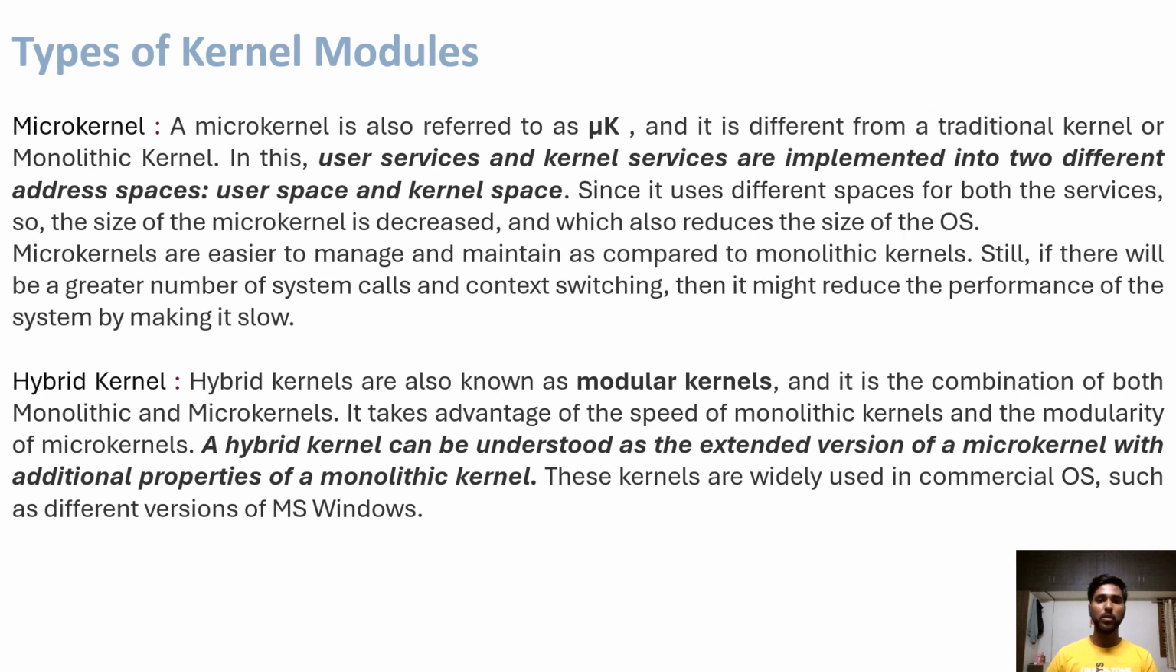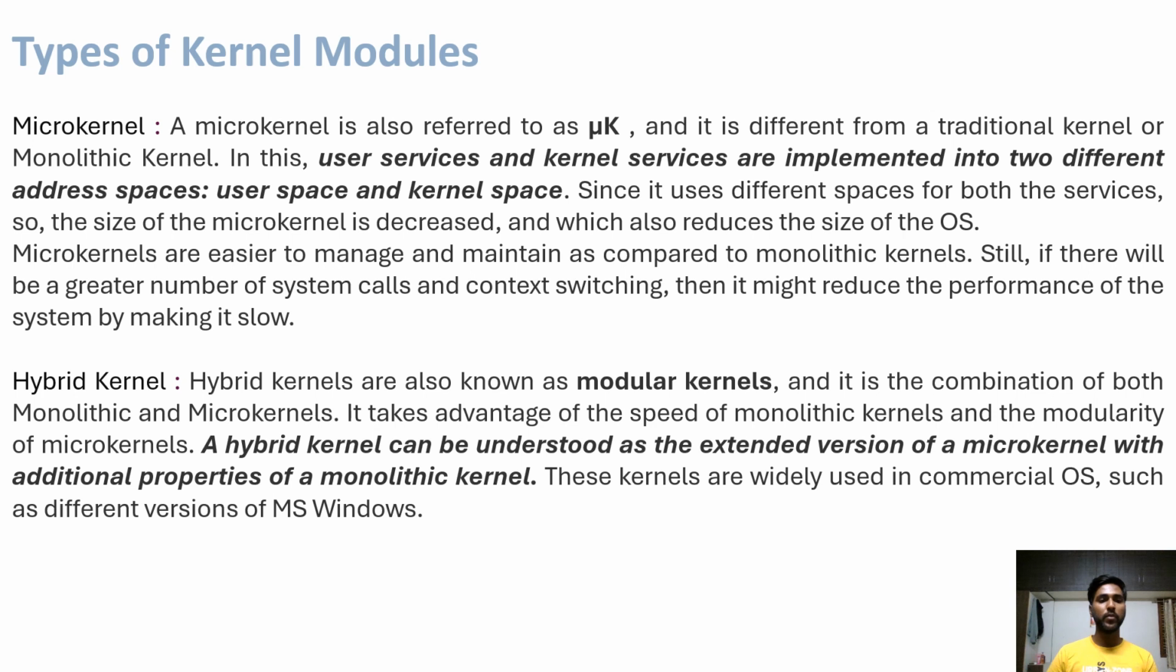The next type of kernel is the microkernel. A microkernel is also referred to as the μ-kernel, and it is different from traditional or monolithic kernels. In this, user service and kernel service are implemented in two different address spaces, user space and kernel space. Since it uses different spaces for both services, the size of the microkernel is decreased, which also reduces the size of the operating system. Microkernels are easier to manage and maintain as compared to monolithic kernels. Still, if there is a greater number of system calls and context switching, it might reduce the performance of the system by making it slow.